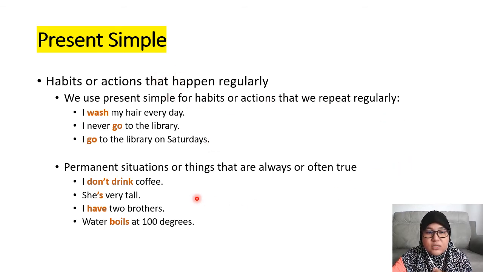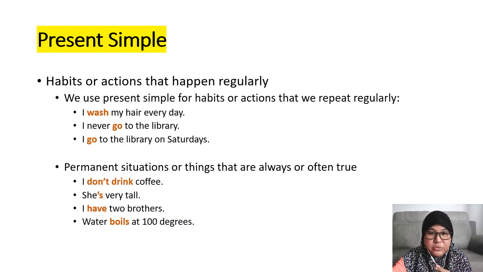The next one is permanent situations or things that are always or often true, ataupun situasi atau benda yang benar. Facts. For example, I don't drink coffee. Saya tak minum coffee. It is true. Itu fakta, facts. She is very tall. Dia sangat tinggi. I have 2 brothers, saya ada 2 abang. Bukan 3, bukan 4, tapi 2. And water boils at 100 degrees, which is true. Air mendidih 100 darjah Celsius.